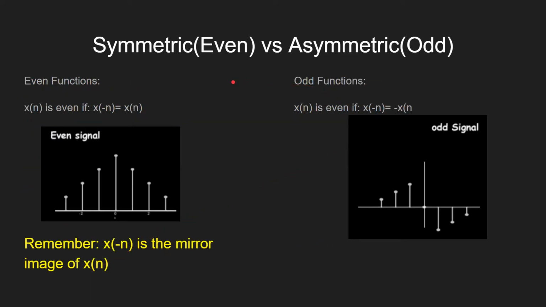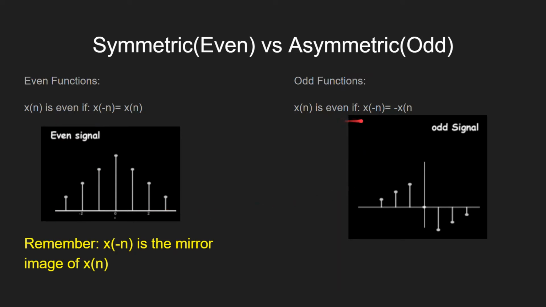Now symmetricity, or even and odd functions. For even functions, we know that x of minus n should be equal to x of n. That is, regardless of the sign of n, you should get the same value. So x of minus 1 here, for example, will give you the same value as x of plus 1. Therefore this is an even function.